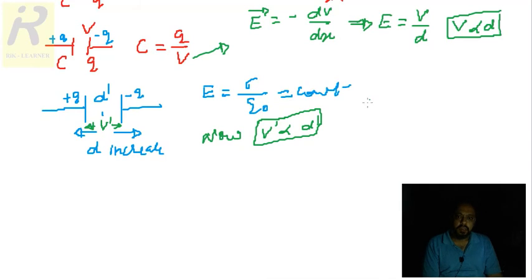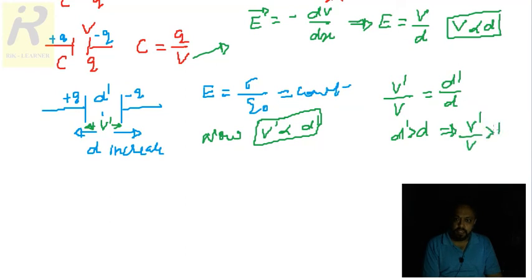So now what happened, as distance increased, now we have to think about the potential. That is what I can write, V dash divided by V equals d dash divided by d, right. And d dash is more than d, so which implies V dash by V is greater than 1, otherwise I can say V dash is greater than V.